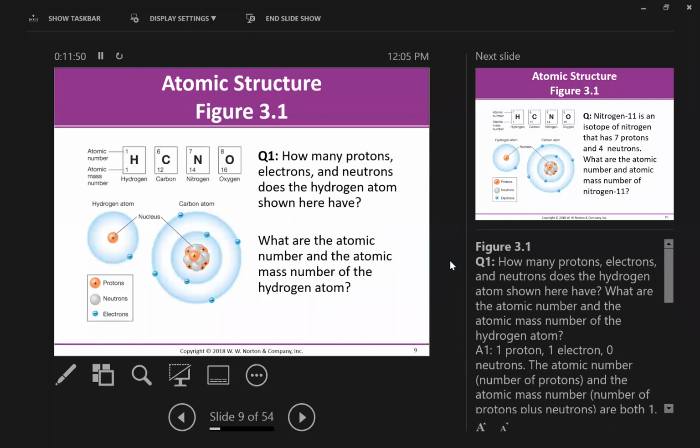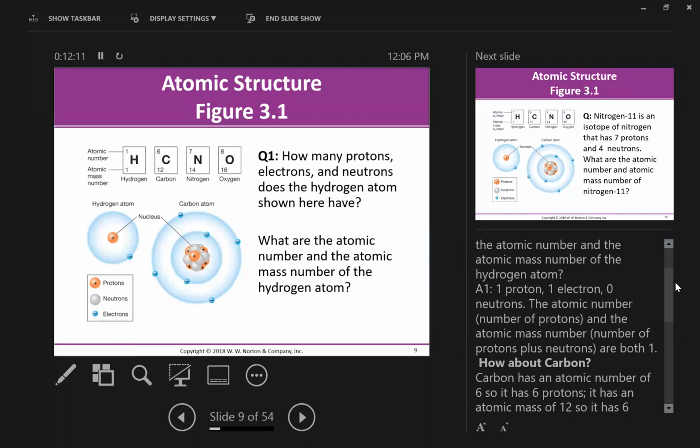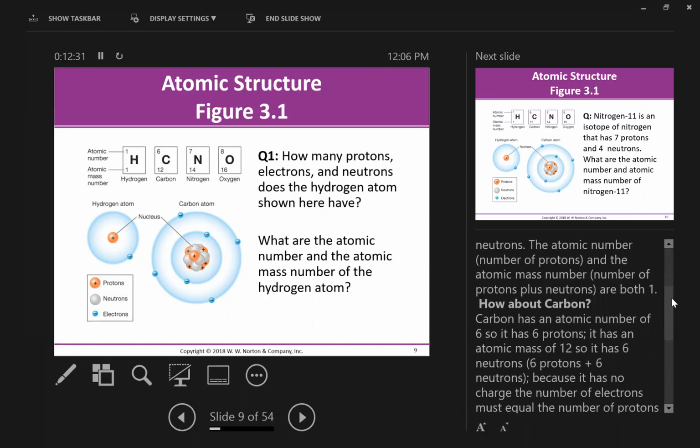Okay, let's continue on. So here we have a question. How many protons, electrons, and neutrons does the hydrogen atom shown here have? Okay, so we just talked about that. Let's look at it. We have one proton, we have one electron, and we have 0 neutrons. The atomic number is the number of protons, and the atomic mass number is the number of protons plus neutrons, and both are 1.